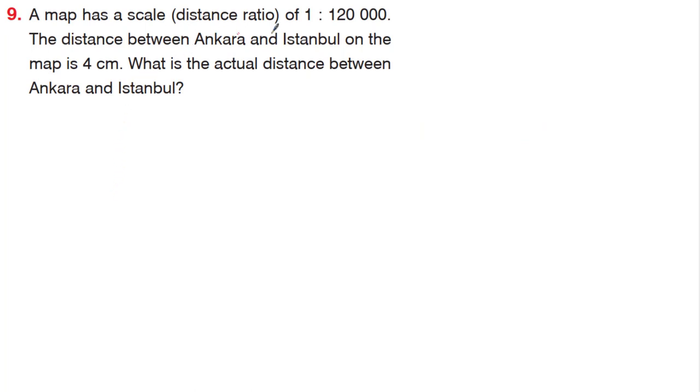A map has a scale 1 to 120,000. The distance between Ankara and Istanbul on the map is 4 centimeters. What is the actual distance between Ankara and Istanbul? So if it has ratio 1 to 120,000, that means 1 centimeter on the map is 120,000 centimeters in reality. That means 4 centimeters on the map would be how many centimeters in reality.